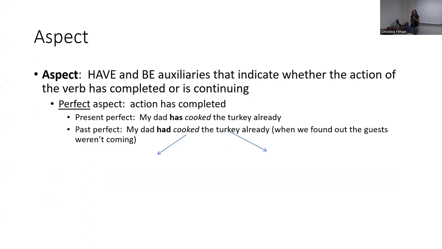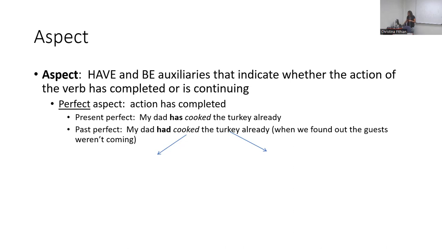Okay, so now I'm going to talk a little bit about aspect. Okay. So we get aspect when we have auxiliary have and auxiliary be. Now, have and be auxiliary verbs indicate whether the action of the verb has completed or whether it is continuing. In other words, is there a definite endpoint to the verb, or whether we are focusing on the internal contents of the verb over time. So auxiliary verbs in general, another word for those are helping verbs. And they are called helping verbs because they add a little bit more to the actual verb.